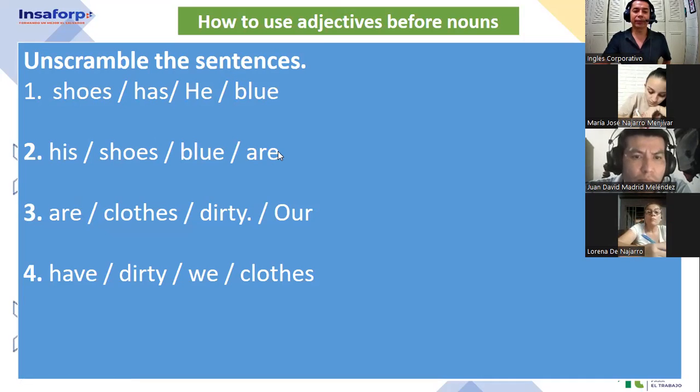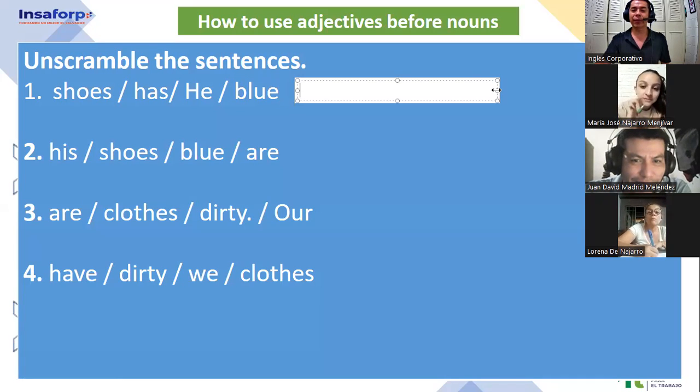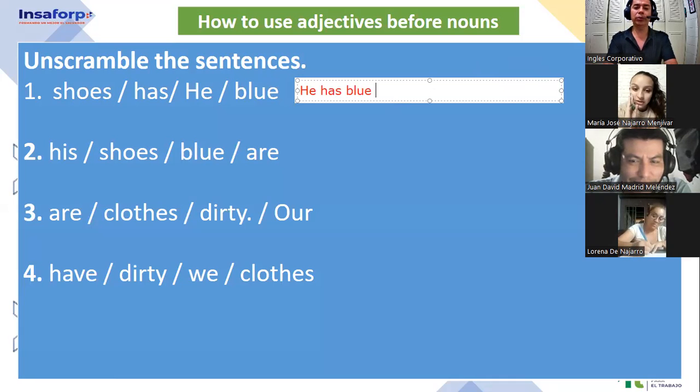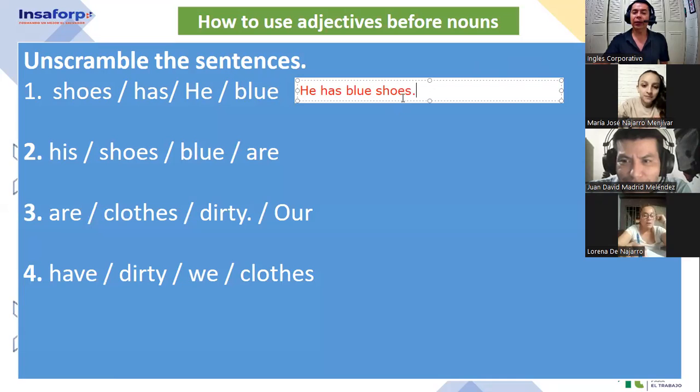We're going to start backwards from the list. I have the list, we're going to start backwards. Okay, so Majo, you begin. Listen, I need you to put these sentences in order, right? Okay, give me a second. Majo: He has blue shoes. Okay, so here the adjective is blue. And notice that we don't say blues. Not he has blues shoes, or he has shoes blue. Okay, thank you, Majo. It's correct. Lorena, please. Number two.